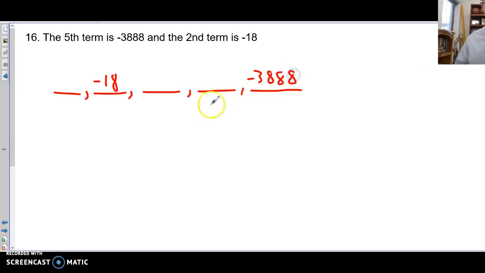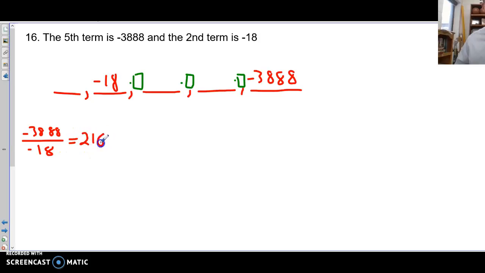Okay? So remember, it's geometric, so there was repeated multiplication. We multiplied by something, and by something, and by something, and ended up with this negative 3,888 number. Okay? So I'm again going to divide. Figure out what did I have to multiply negative 18 by to come up with negative 3,888. Okay, so I do that, and I believe, and you can check me on this, it's going to be 216.